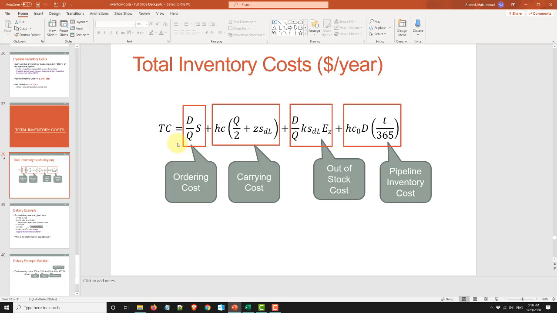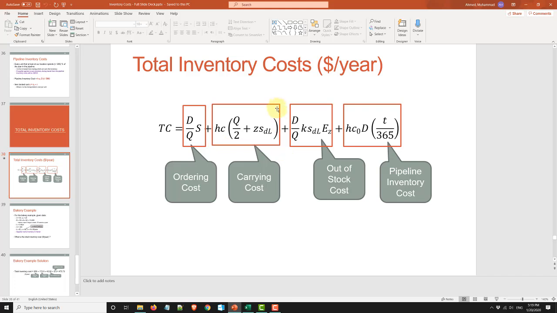Now, in some situations in real life, we may order different amounts at different times of the year. Summer may be a lean period, we may order less. Winter may be a high season, we may order more. In those cases, you want Q to be the average Q. So on average, what's your batch size that you order from the supplier? D over Q gives you the number of orders in a year, multiplied by the cost per order S gives you the total ordering cost per year.